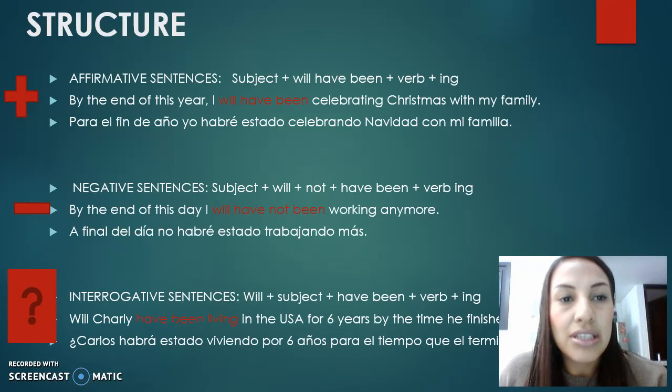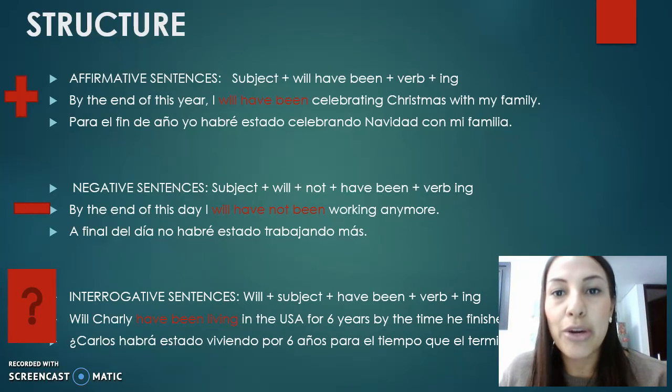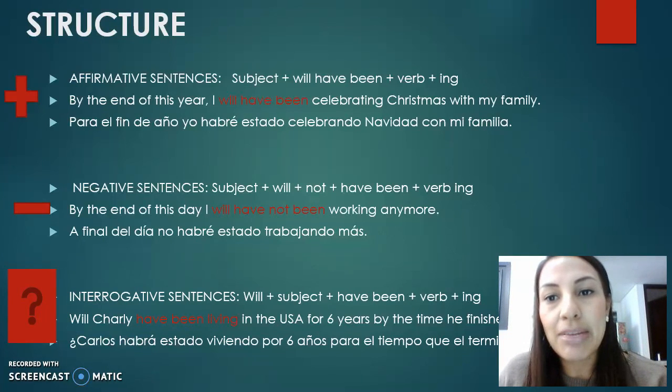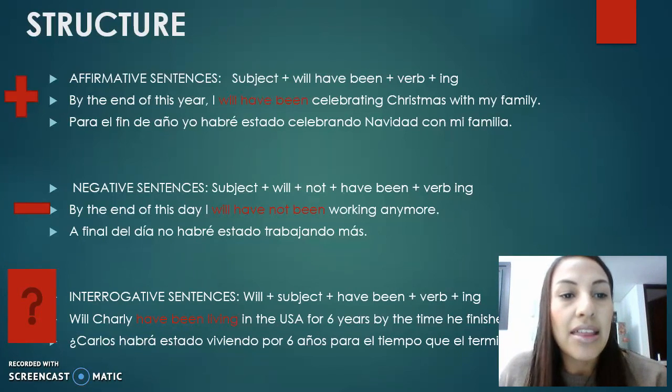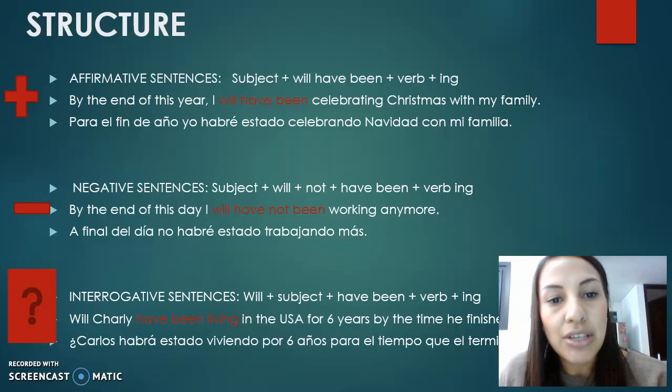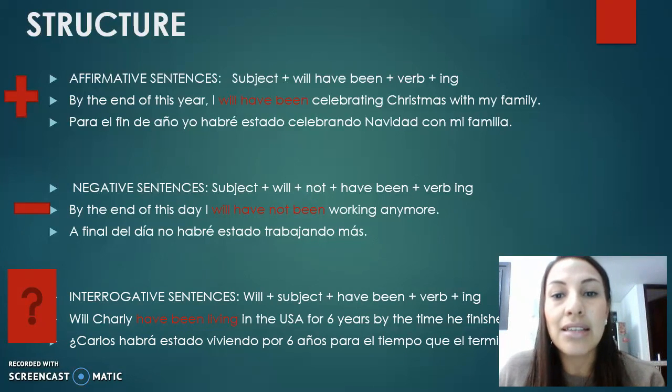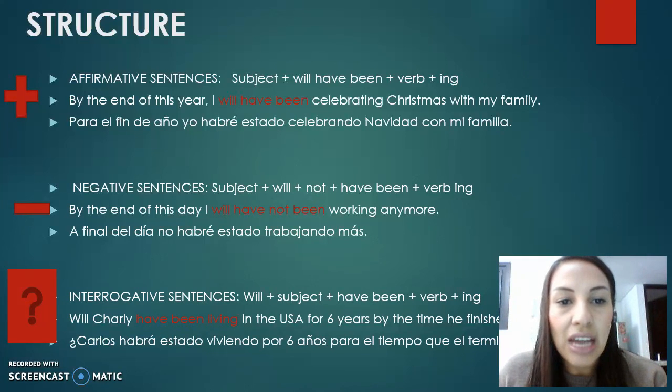The structure for this tense is, for affirmative sentences, you use subject plus will have been plus verb plus ing. By the end of this year, I will have been celebrating Christmas with my family. Negative sentences: subject plus will plus not plus have been plus verb with ing. For example, by the end of this day, I will not have been working anymore.